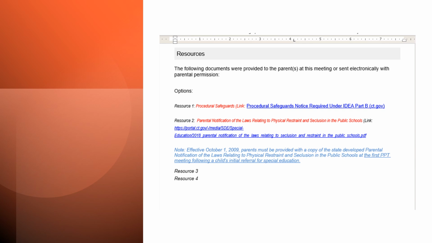I just also wanted to say that there is a list of resources for parents from the state of Connecticut, procedural safeguards notice under the IDEA Part B, parental rights notification, and everything related to providing FAPE to students.